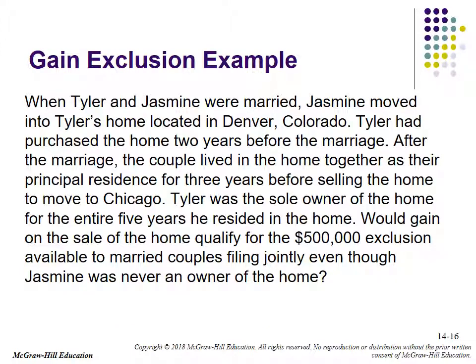So here's an example. Tyler and Jasmine were married. Jasmine moved into Tyler's home located in Denver, Colorado. Tyler had purchased the home 2 years before the marriage. After the marriage, the couple lived in the home together as their principal residence for 3 years before selling the home to move to Chicago. Tyler was the sole owner of the home for the entire 5 years he resided in the home. Would gain on the sale of the home qualify for the $500,000 exclusion available to married couples filing jointly, even though Jasmine was never an owner of the home?